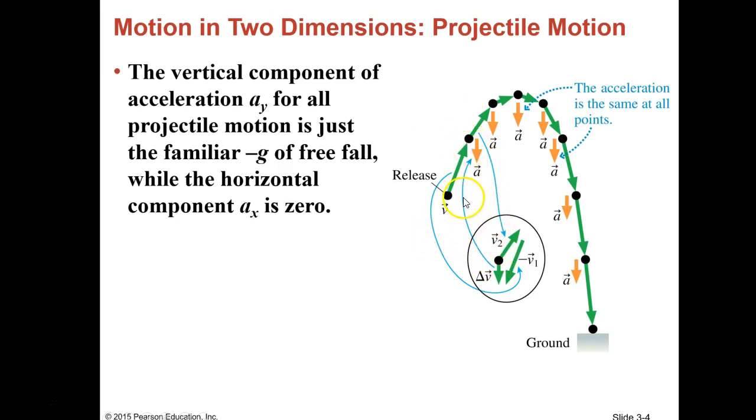Now the interesting thing about projectile motion is the horizontal motion remains constant. There's nothing slowing down the object horizontally. It's just that gravity is accelerating it downward vertically, so it's going to slow down as it goes up vertically and speed up as it comes down vertically. But horizontally, its velocity doesn't change. So that's why it says here the horizontal component of acceleration is 0.